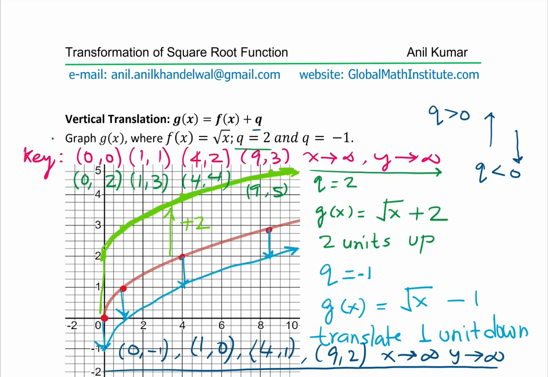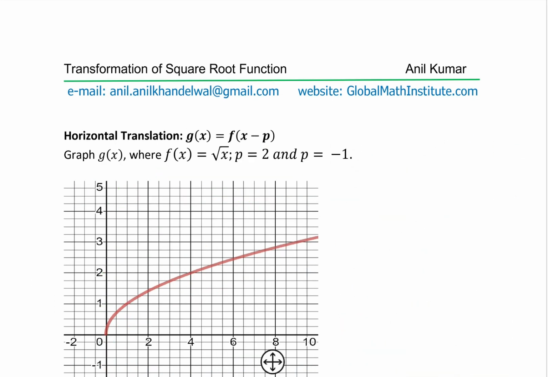You can plot these points and then connect. So that is the second method. You can go from points to the graph, or you can just trace the graph back. So any of this approach could be adopted. So let's look into horizontal translations now.